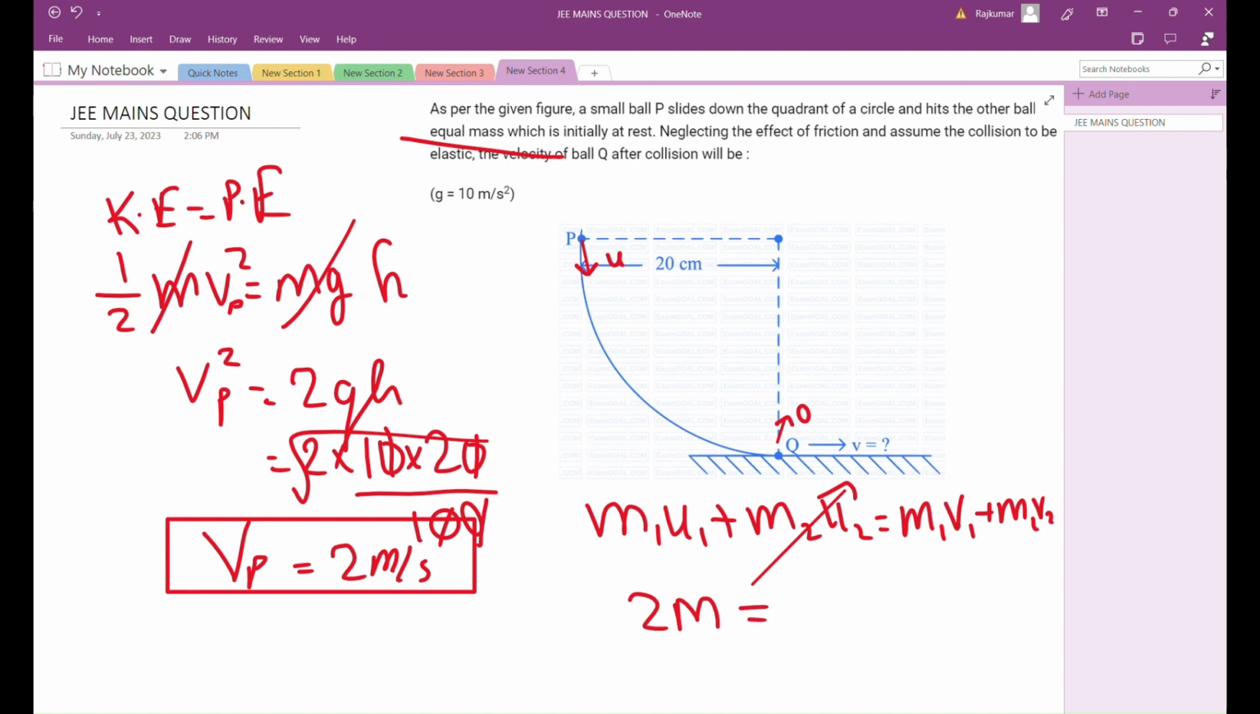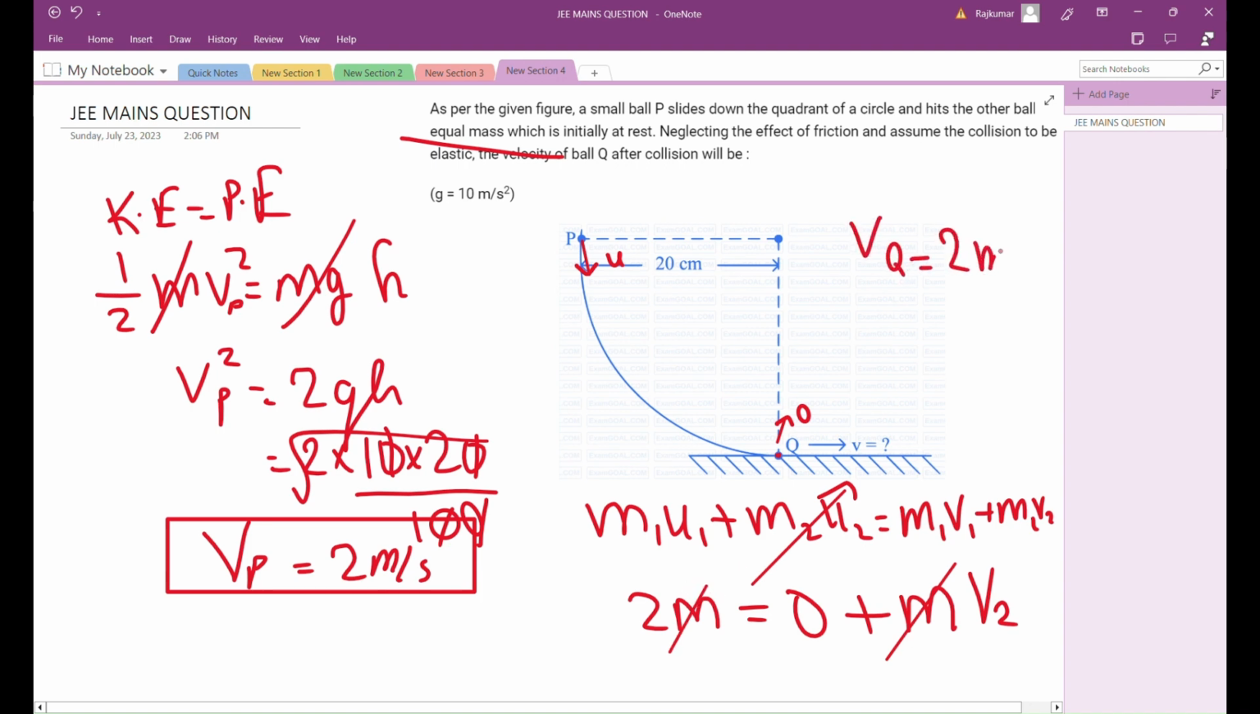What is the final velocity of the first one? It will become 0, because the body is having some energy and it is coming down along the quadrant of the circle. After it hits here, they exchange their velocities, so this will become 0 plus mv2, so m into v2. So this m cancels, so we got vq also as 2 meter per second. So this is our final answer, friends. That's it.